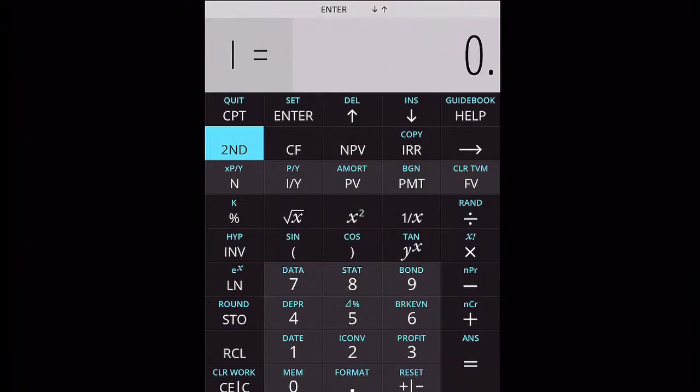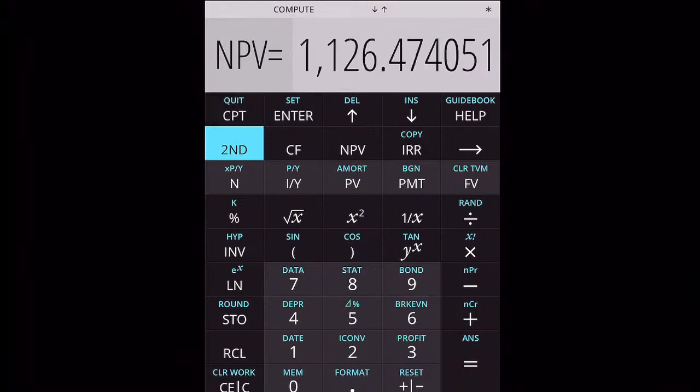If I hit NPV again, I could put a different interest rate. I'm going to put 5, enter down, and I have to recompute NPV. Remember this number? 1126. All right, so that's what I'm doing. It's a very simple thing. Once you have the cash flows entered, you can just keep on changing the discount rate.